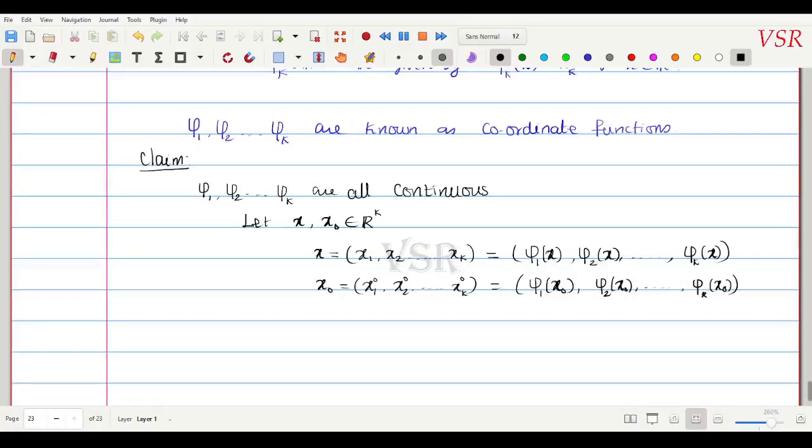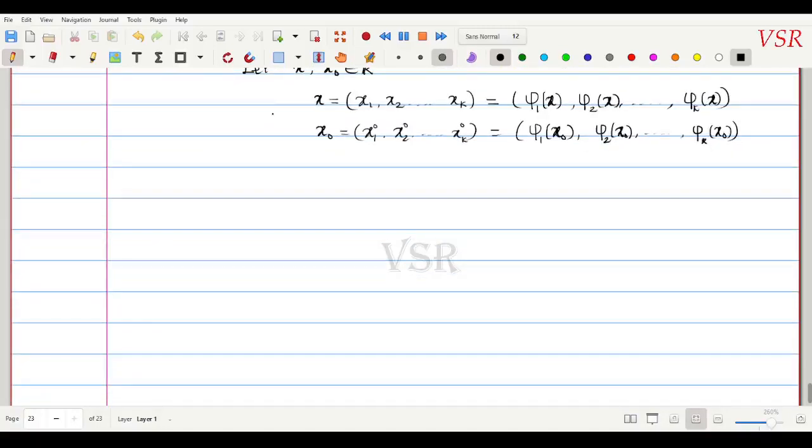Okay, now we need to calculate what is the distance between this x and x naught. So what I do is, modulus of x minus x naught, which is equal to, what formula do we know, this is equal to summation i equals 1 to k, we subtract coordinate-wise. So I may write this as modulus of phi i of x minus phi i of x naught, the whole square, the whole power 1 by 2.